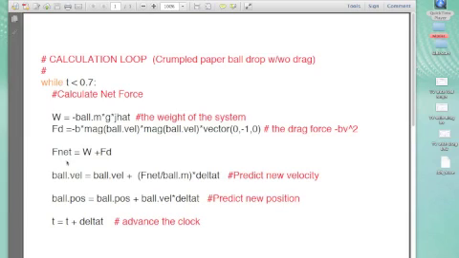This is the net force, the weight plus the drag force, from Newton's second law. This is the recalculation for the new velocity, and this should look familiar. This is just a new prediction of the ball position, and we advanced the clock by delta t.